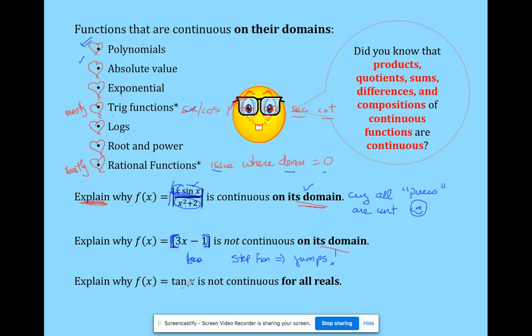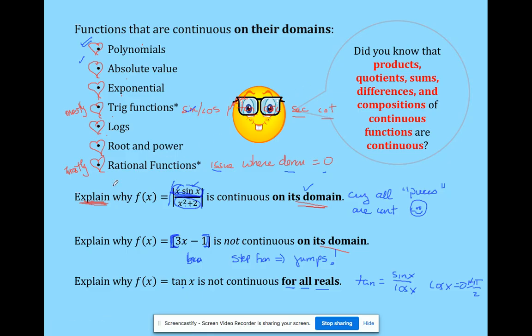Tangent x, why is tangent x not continuous for all reals? Notice this language, because there are some that will argue that tangent is continuous over its domain. Go ahead and argue amongst yourselves. I could not care any less. Tangent is broken, and I know where it's broken. It's broken at all the pi over 2's. Tangent is sine x over cosine x, and cosine x is equal to 0 at plus and minus pi over 2's, 1, 3, 1, 3. I'm not going to bother writing my pre-calc k and odd integer. I just know. I'm explaining why.